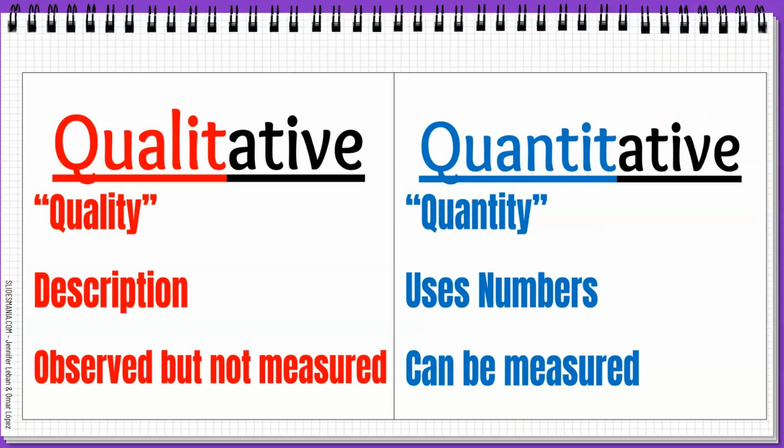So now let's talk about some vocabulary. On the left here, we have qualitative. Qualitative is like, think of quality. It's a description. It's observed, but not necessarily measured. Then we have quantitative. And in quantitative, we have that word quantity. It uses numbers and can be measured. So when you're thinking about qualitative and quantitative, think about the words quality and quantity.